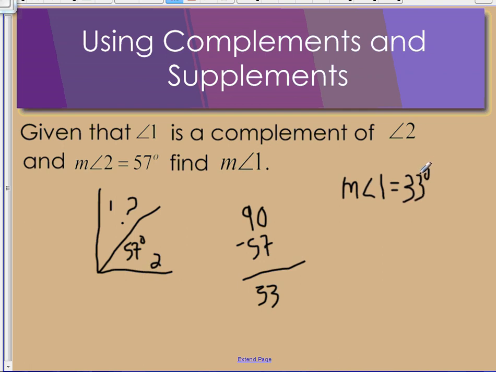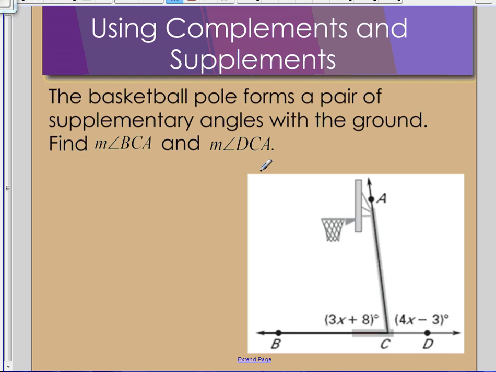Okay. All right. In this next one, we use the basketball pole. The basketball pole forms a pair of supplementary angles with the ground. So here's the ground, here's the pole. Find the measurement of angle BCA and the measurement of angle DCA.